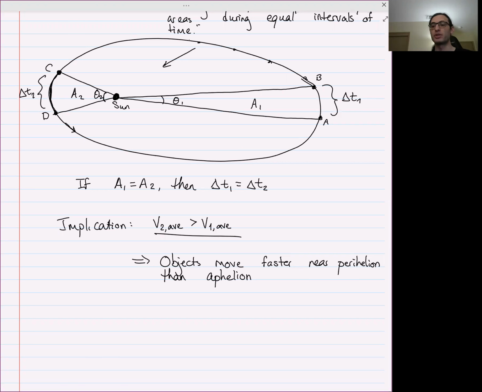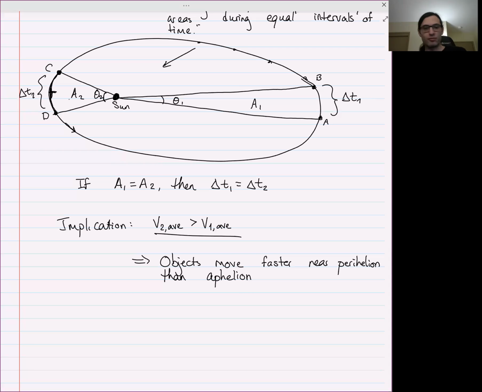Imagine throwing an object up on the surface of the Earth. As it gets further away from the Earth, it'll lose speed. So it'll reach its maximum speed at perihelion, and then it'll rise away from the sun as it loses speed up until it gets to aphelion, which is its slowest point. Think of that as the top of the arc when you throw a projectile.